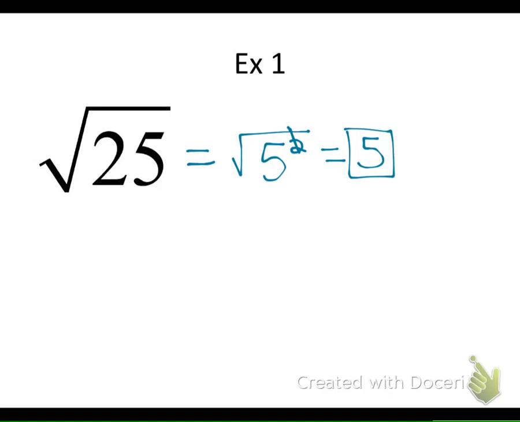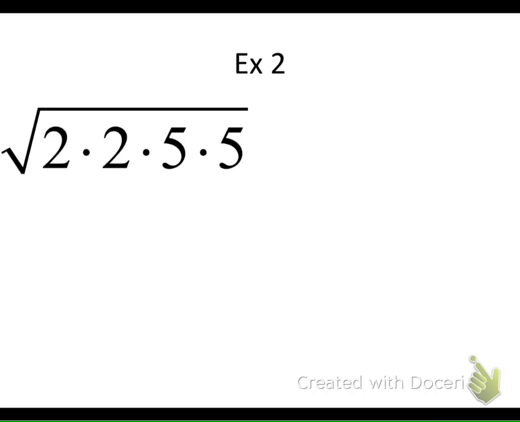Okay, so that one we should know how to do. Let's look at example number 2. So you write this. You're going to have the square root of 2 times 2 times 5 times 5. You want to make sure that you always write your example problems out all the way, so that when you go to use your notes for your quiz or your test, you'll always have them.